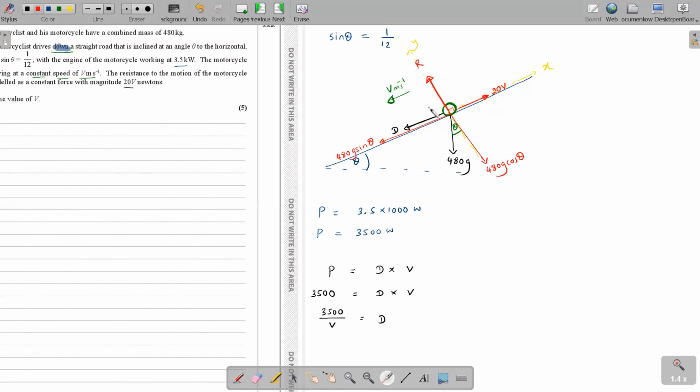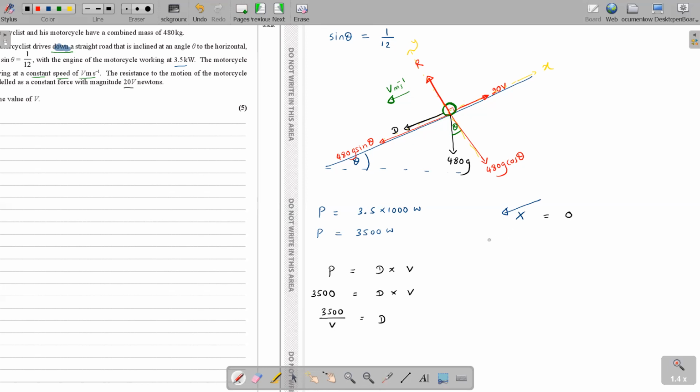The last step is, your object is moving at constant speed, right? So when your object is moving with constant speed, there is zero acceleration. Your forces are actually balanced. If I take the balanced forces along the x-axis, taking downward as positive, that means along the plane, all the forces must add up to 0.